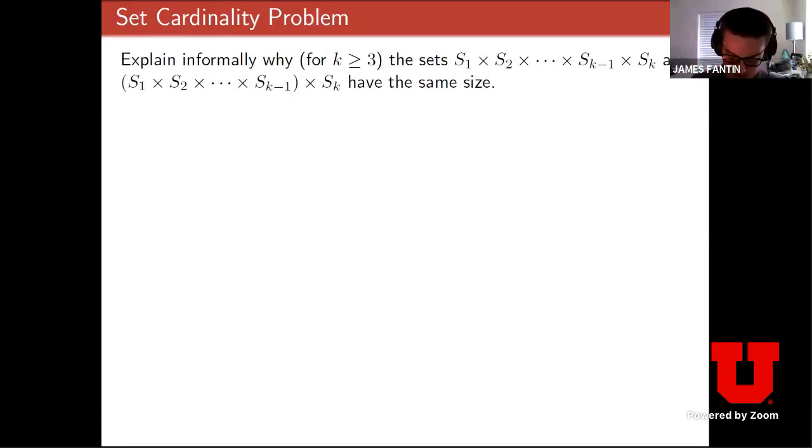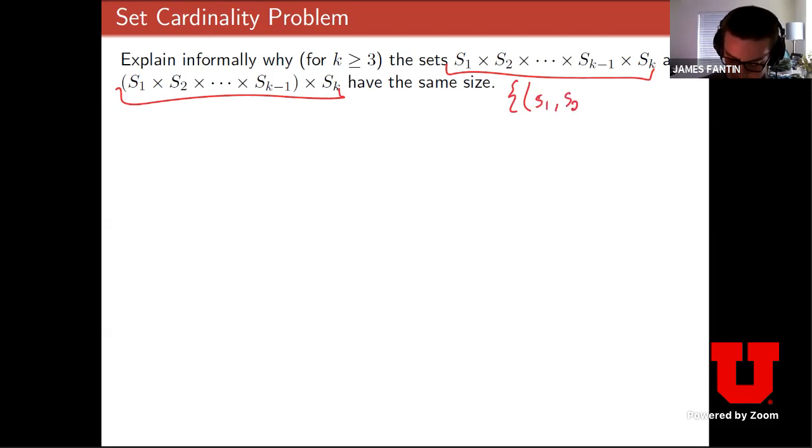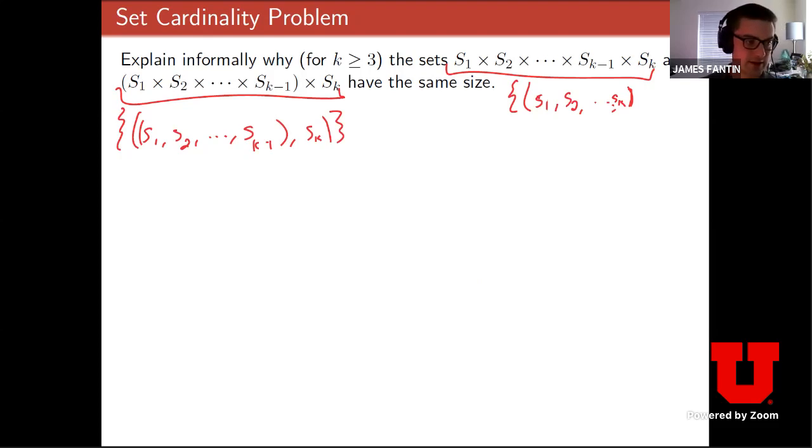So in this one, we're looking at why these sets have the same size. It's similar to the last problem we did, where we noticed that parentheses have a different meaning when we're doing cross products. So for example, this cross product here is going to be elements little s1, little s2, tuples like this, up to little sk. Here we'll have elements like little s1, little s2, little sk minus 1, and elements in sk will be our tuples.